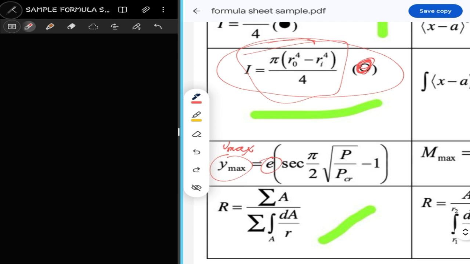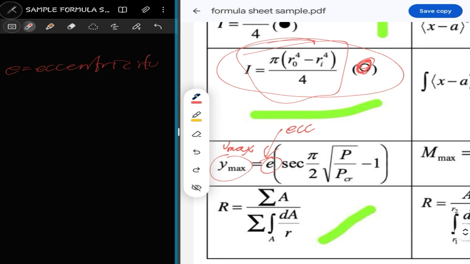This E here is not Euler's number. Again, there's no Euler's number. It's something we call eccentricity. So the E that we are seeing there is not Euler's number, but eccentricity, which is basically the distance between the load line, the line of action of the load, and the central axis. This is just pi.